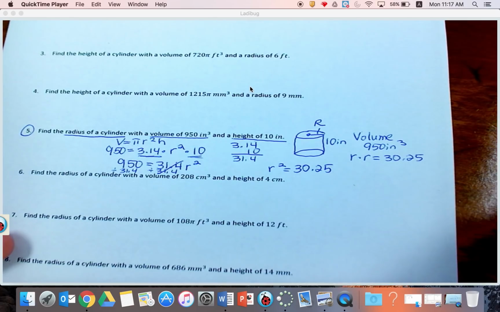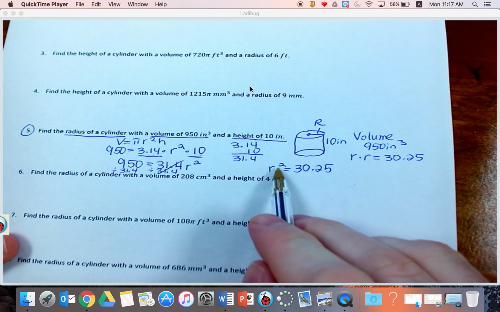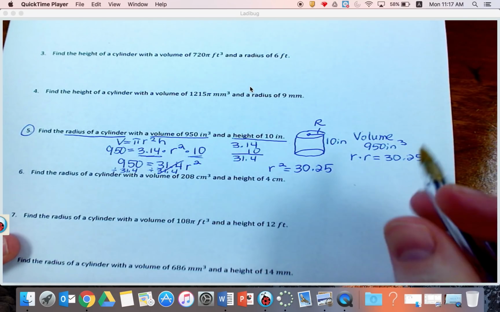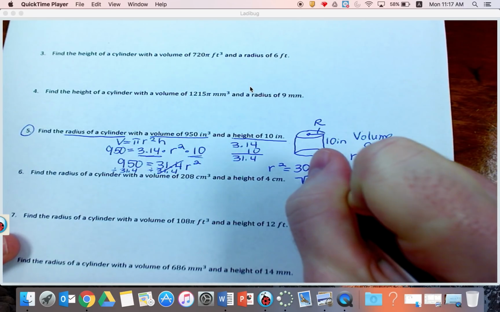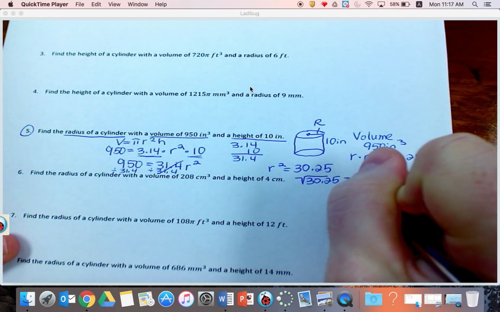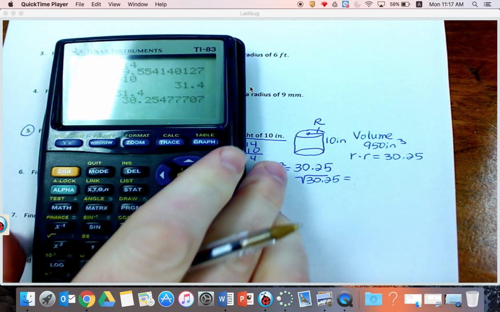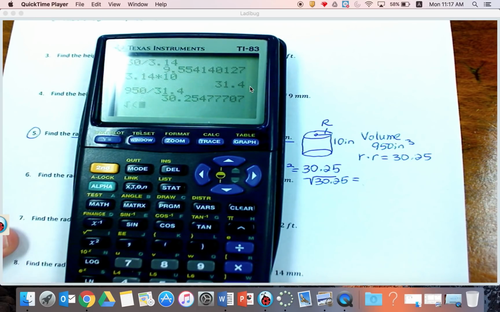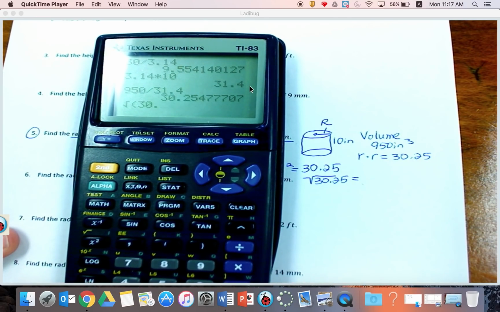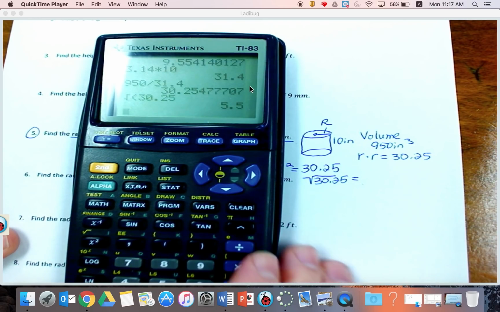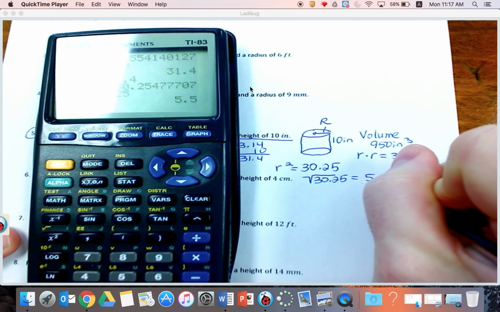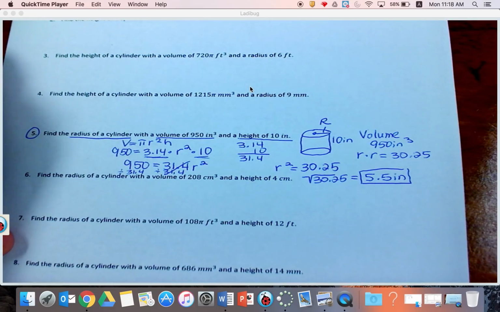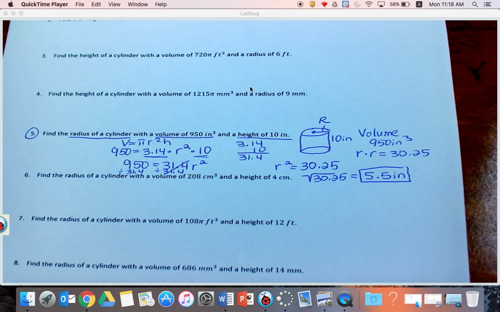So instead of just trying to guess and guess and guess what it is, what you do is take the square root. So what I need to do here is take the square root of 30.25. And here's how you put it into your calculator: we hit second, x squared, and then type in 30.25. And when I do that, I get 5.5. And that will be my solution, or my radius, and that is in inches. So my last step there was to take my square root, and I get 5.5 right there.